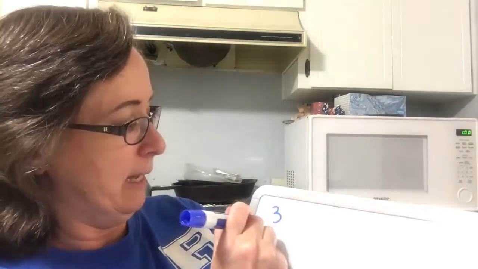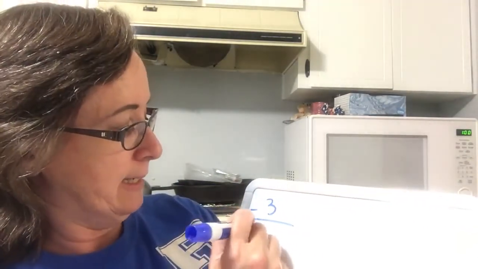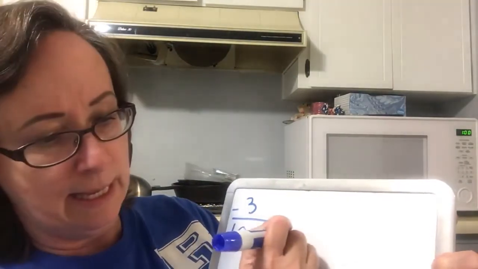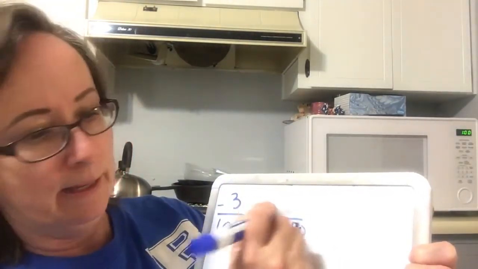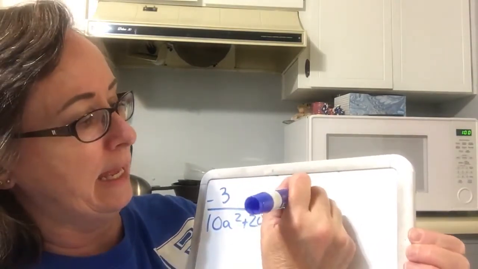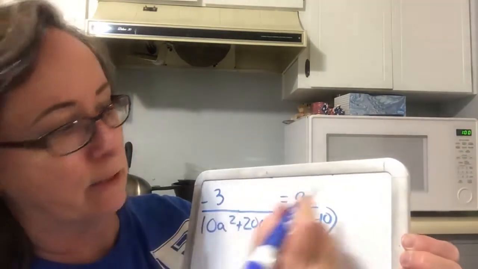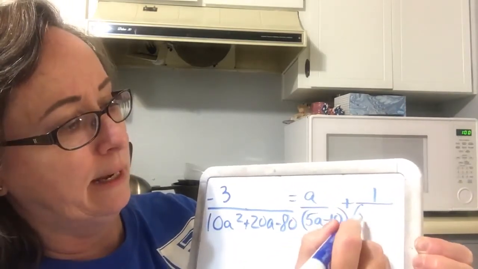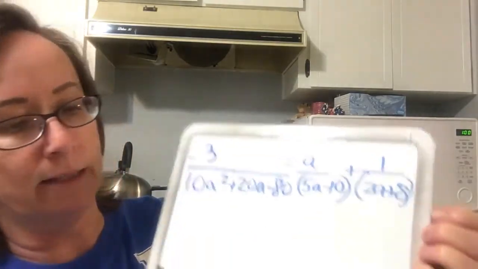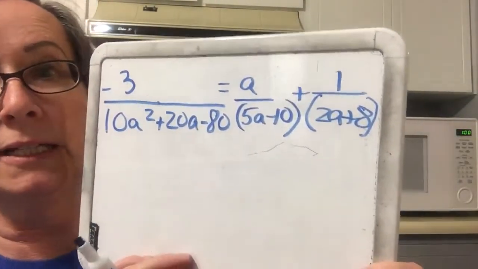Okay, so now I'm going to try to put another one on here, because it takes me less time to process these videos if I don't stop them. So I'm going to try to keep moving. 3 over, now this is a negative 3, and I get a 10a squared plus 20a minus 80 equals a over 5a minus 10, and I'm going to go ahead and put parentheses because this is so crowded, plus 1 over 2a plus 8.